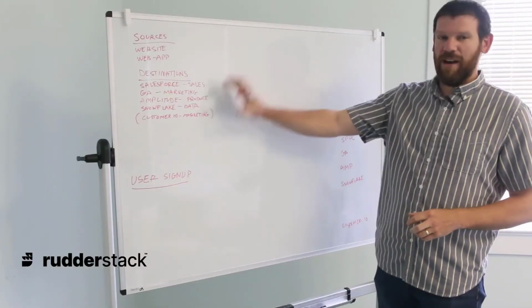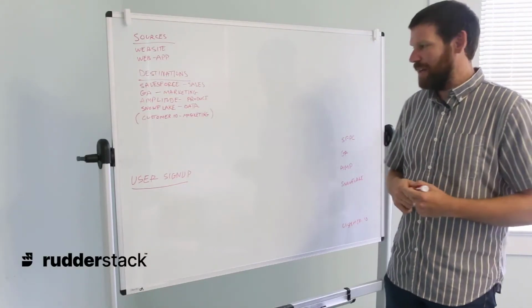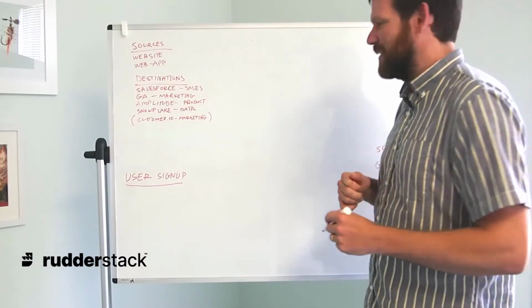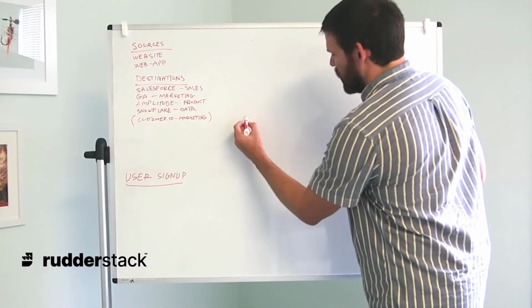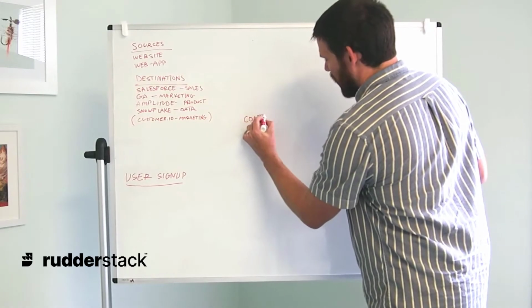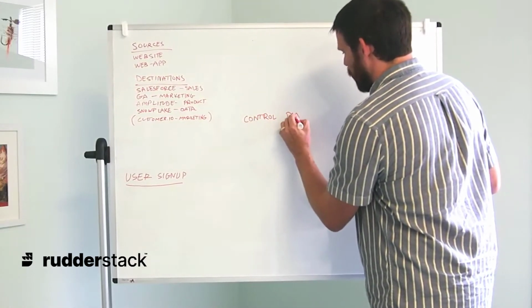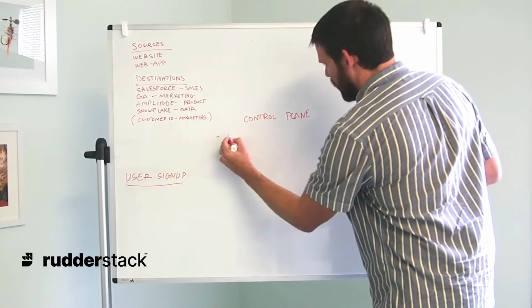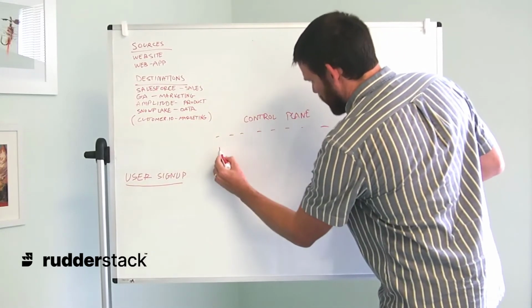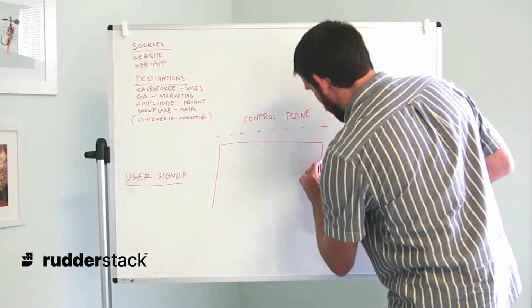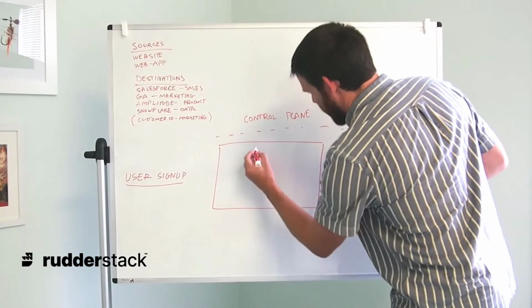So now that we've got our SDK implemented, we need to set up our pipelines. RudderStack is architected by design to be two separate parts. We have our control plane, and this is where we're going to set up all of our pipelines. Our control plane is going to be completely separated from our data plane, which is where our data is processed.